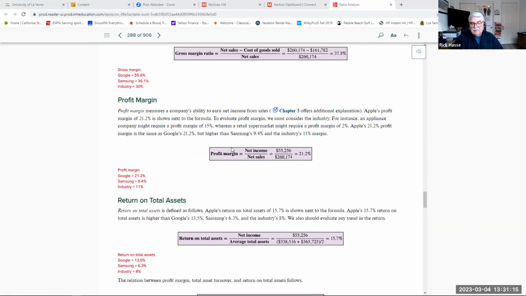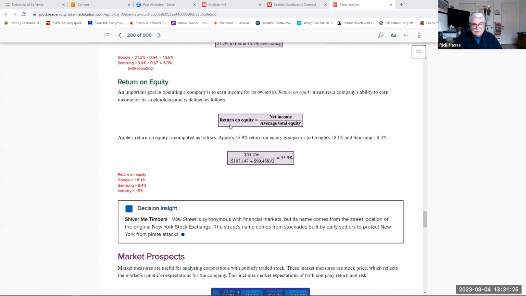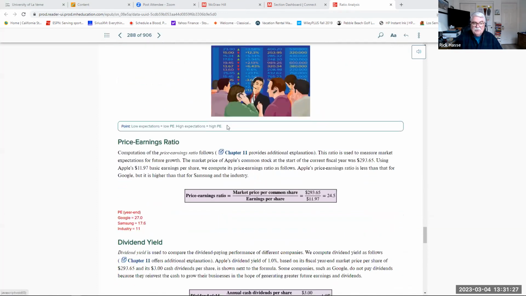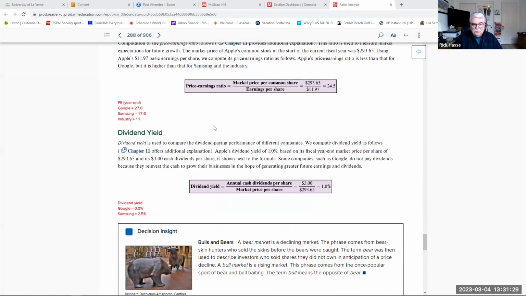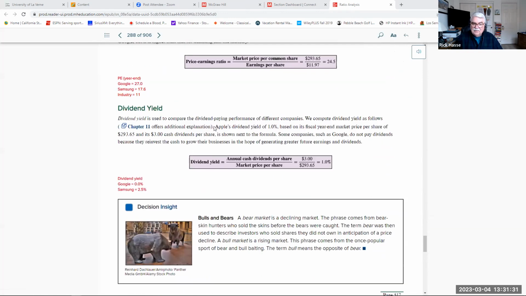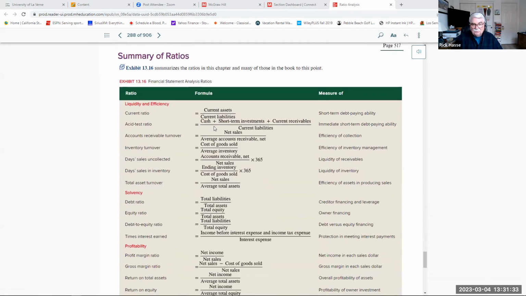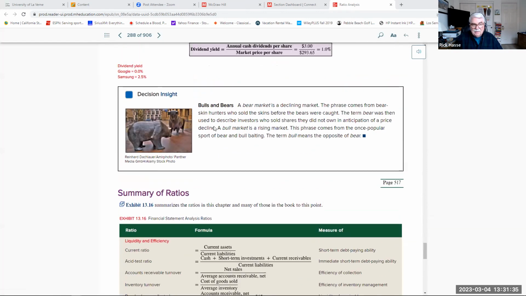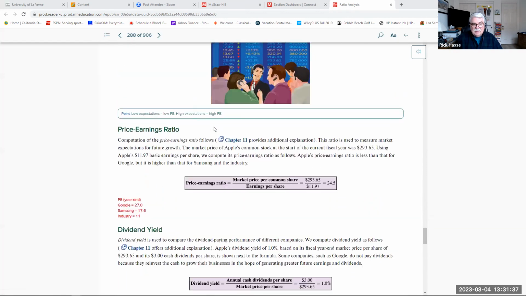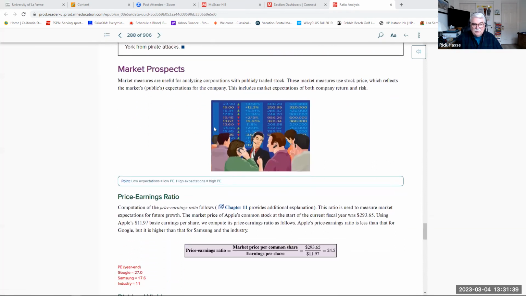Now, again, all of these have been discussed in my video of last week. You might want to pick one of those from that video, but here they are right here that you select one. And the final section is on market prospects, which is the price earnings ratio, the dividend yield, those two. And here's a summary of those ratios right here and their equations. And you are to select one from each one of those.